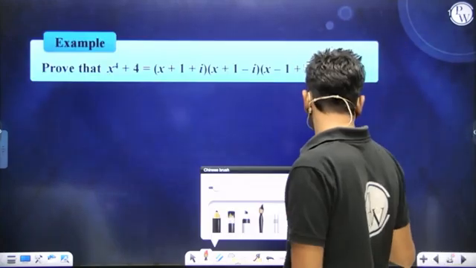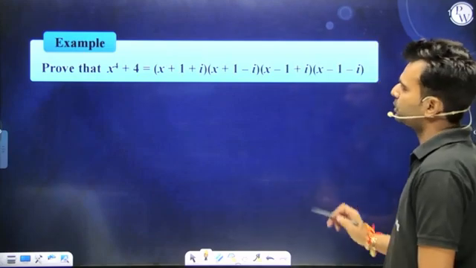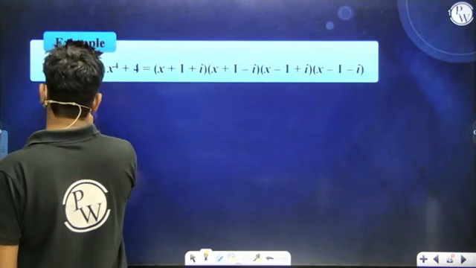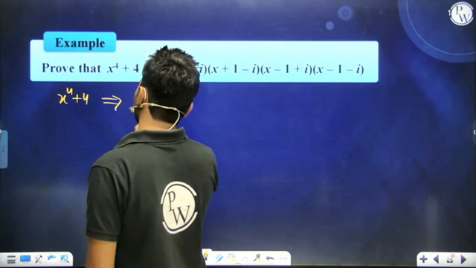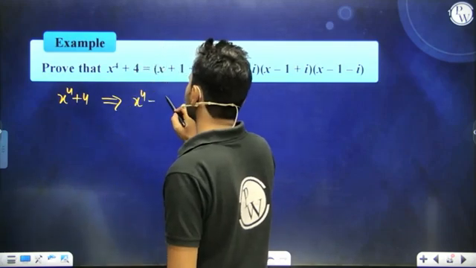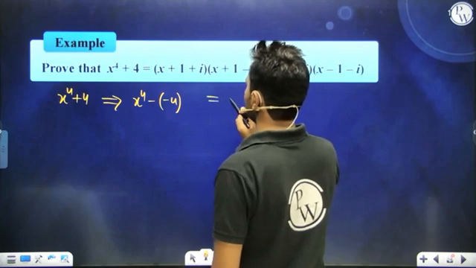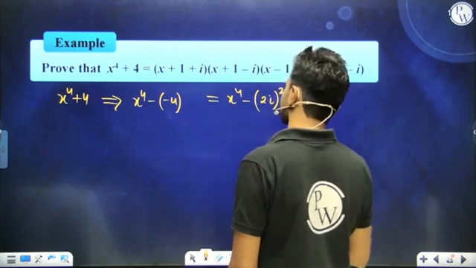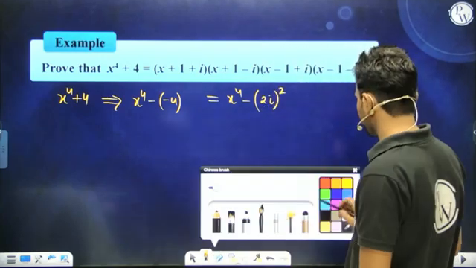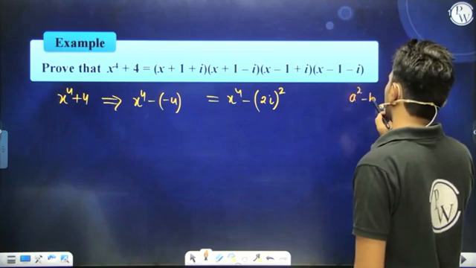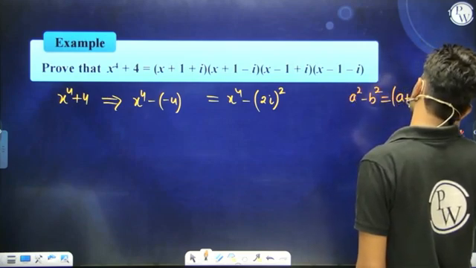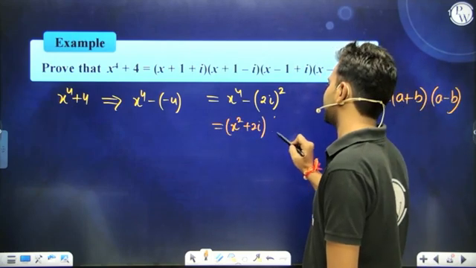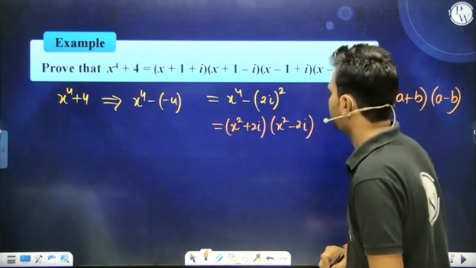Talking about this, x to the power 4 plus 4 equals this. There are multiple ways to solve this. We can write x to the power 4 plus 4 as x to the power 4 minus of minus 4. Then we can write this as x square minus 2 iota whole square. Then we can apply a square minus b square equals a plus b into a minus b. So this can further be written as x square plus 2i times x square minus 2i.